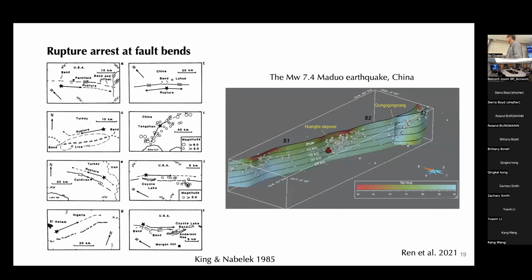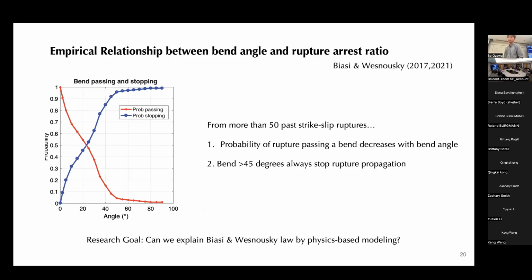So this is a kind of case study. In 2017, Biasi and Wesnousky quantified this phenomenon by doing statistics. They obtained an empirical relationship between the angle of fault bend and the probability of rupture arrest. They used more than 50 past strike-slip ruptures all over the world to quantify this. And the finding is, first, that the probability of a rupture passing a bend decreases with increasing bend angle.